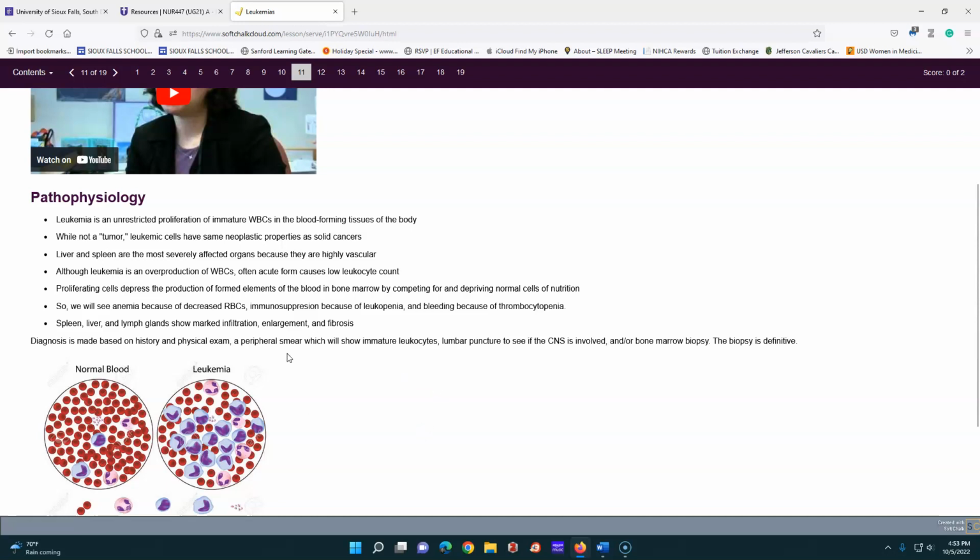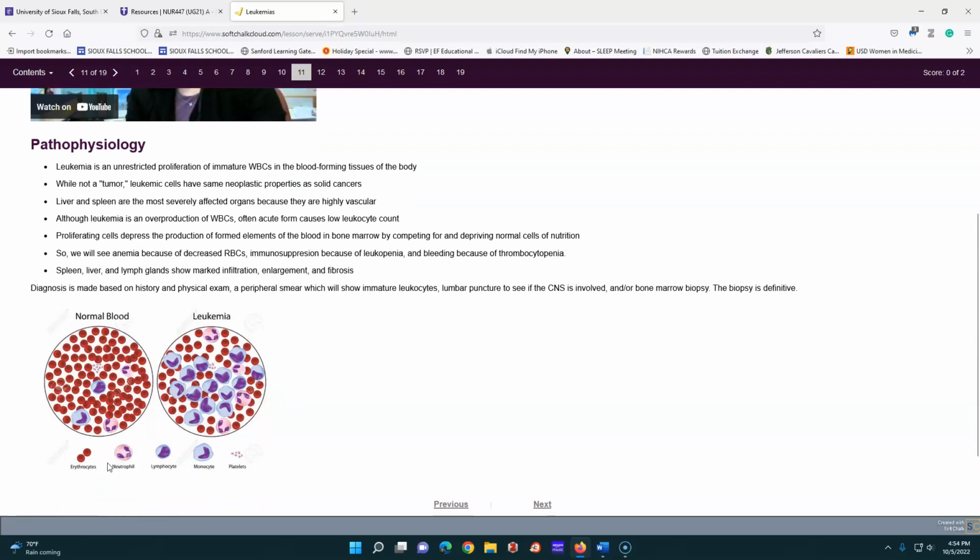If you're worried about it, you'll do a CBC. If you're suspecting it, then of course you'll check a smear to look at those different cell lines and see how they're progressing along and where they're at. And then, of course, you'll do a lumbar puncture to see if CNS is involved, and then you'll do a bone marrow biopsy just to see what that bone marrow is producing.